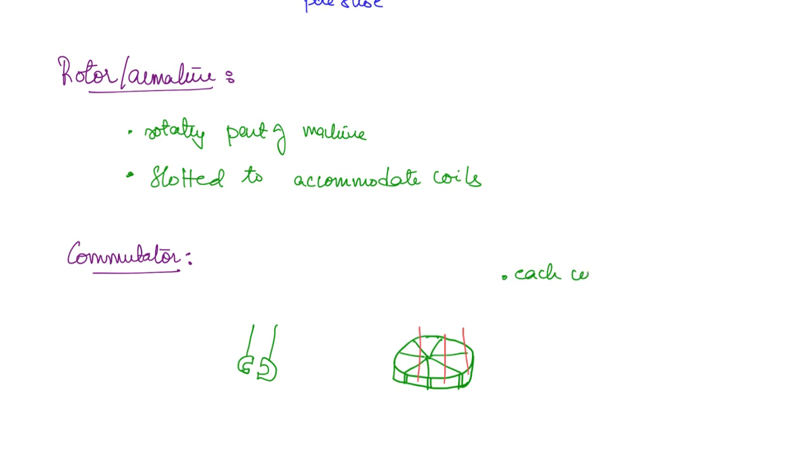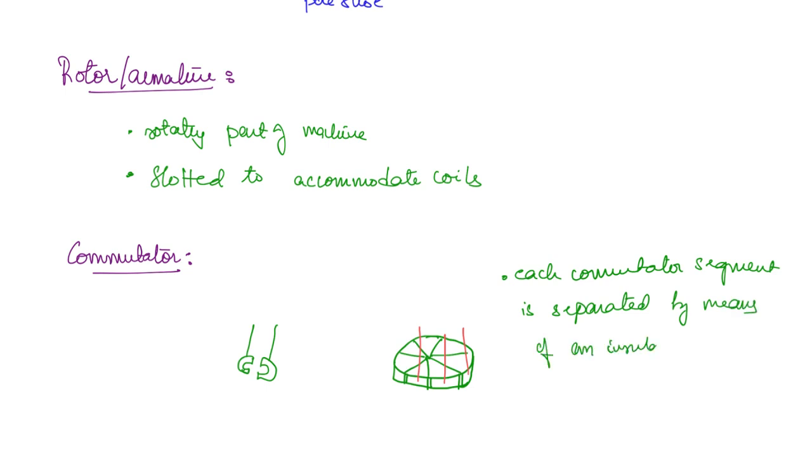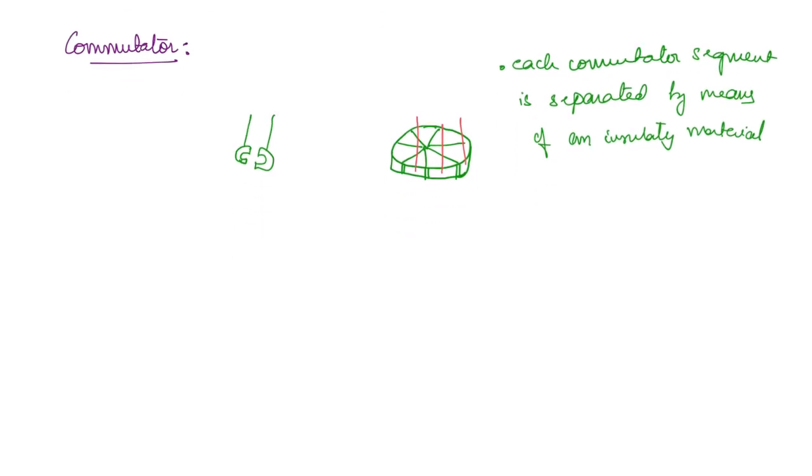So each commutator segment is separated by means of an insulating material. The next part is the brushes. These brushes are responsible for converting to unidirectional torque or unidirectional voltage. They slide over these commutator segments. So they are basically collecting or delivering the current depending on whether it is a generator or a motor.